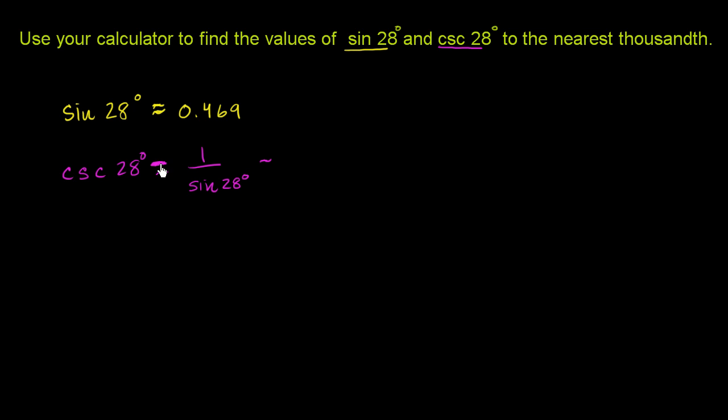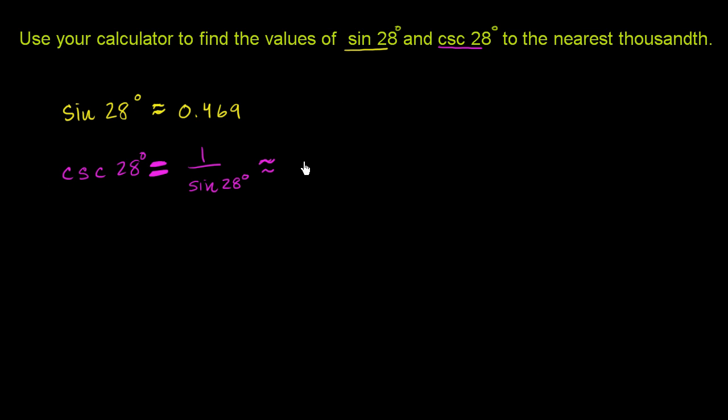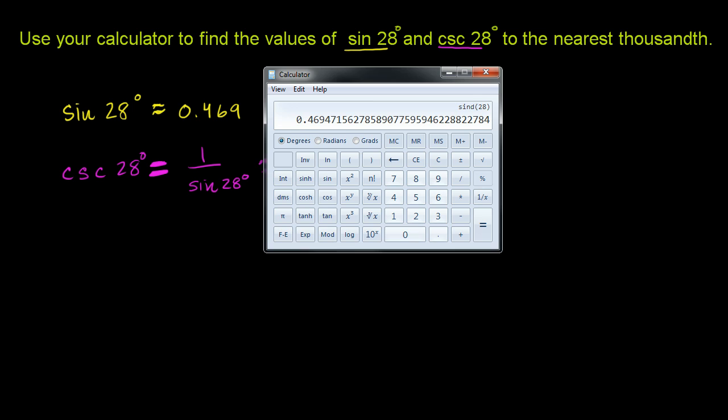So it's going to be exactly equal to 1 over the sine of 28 degrees. If we round to the nearest thousandth, I could do the graphing calculator first, and I could redo the whole thing. So 1 divided by, I could do the last answer, or I could just say 1 divided by sine of 28 degrees, which gives us, to the nearest thousandth, 2.130. And let's verify it's the same thing that we get with the other calculator.